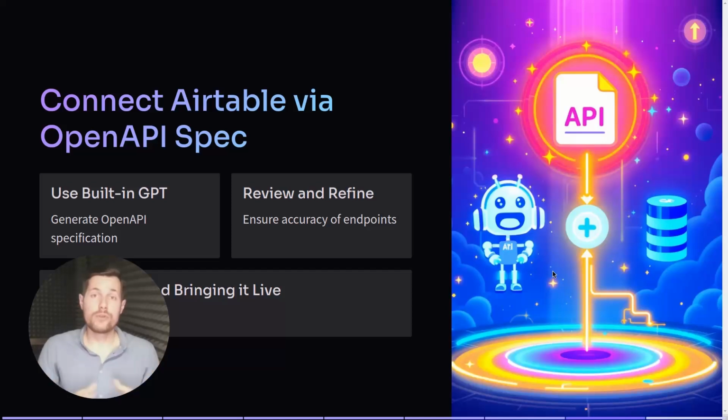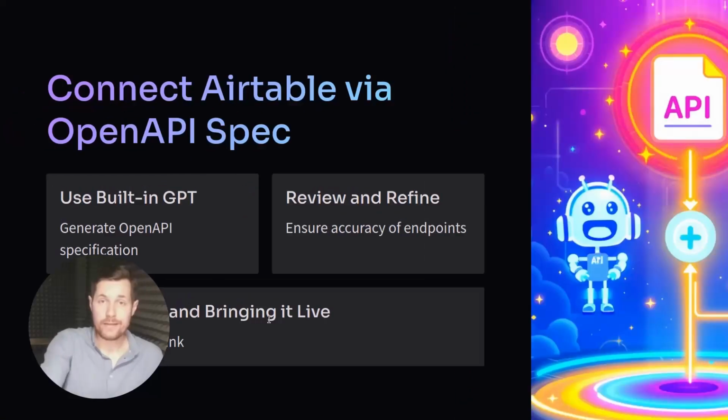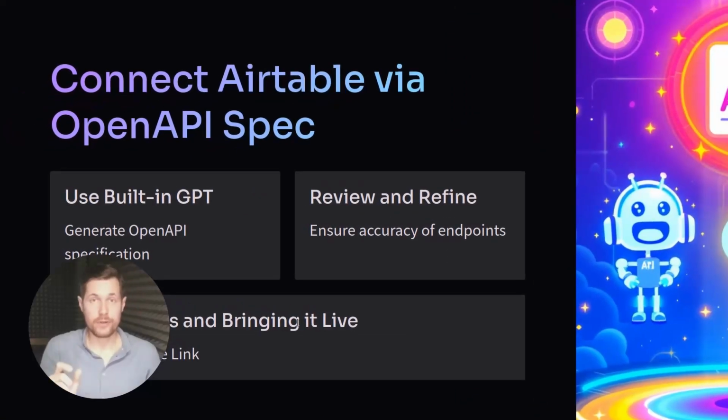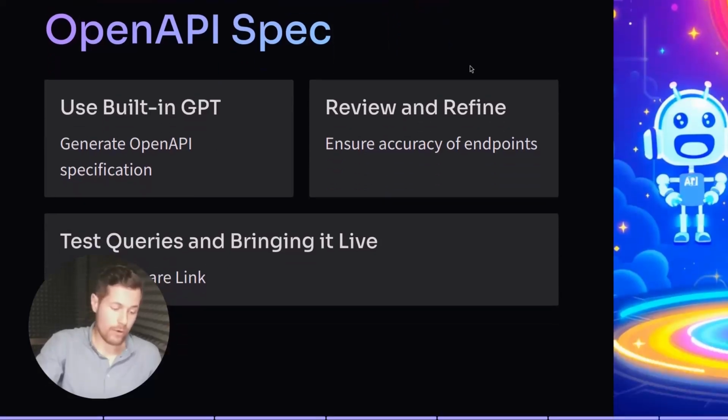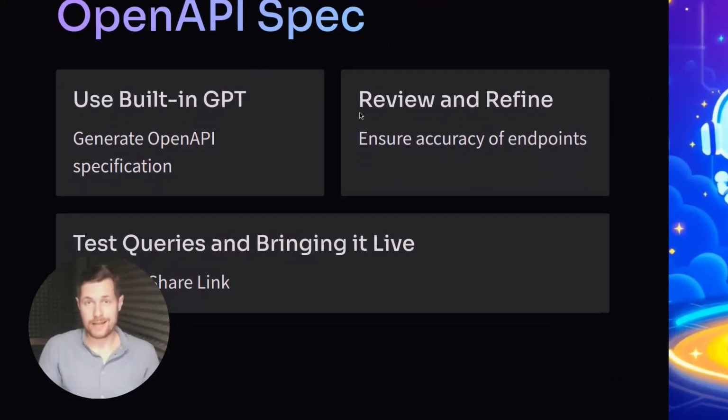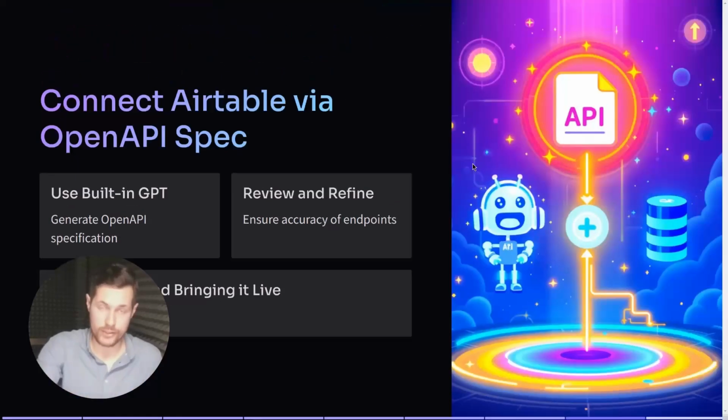So what did we do so far with the CustomGPT? We connected it via the OpenAPI specification. We did this by using the little helper in the CustomGPT creator, and then we reviewed and refined it, so we made sure that the actual correct endpoints are being accessed via the correct IDs. And now what we will do is to test some queries and bring it live so we make sure that we can use this in production.